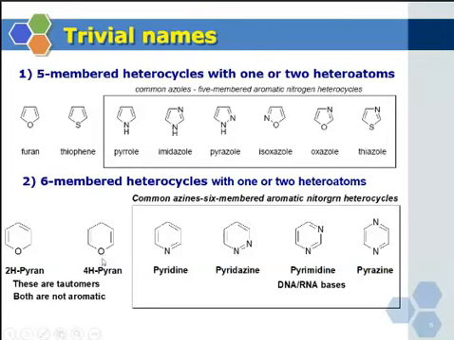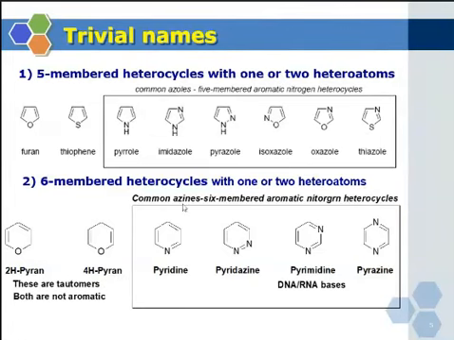If we start the numbering with the heteroatom oxygen as position number 1, then this carbon is 1, 2, 3, 4. This carbon acquires position number 4. The fourth position is also saturated here. So here we can call this heterocyclic ring 4H pyran.